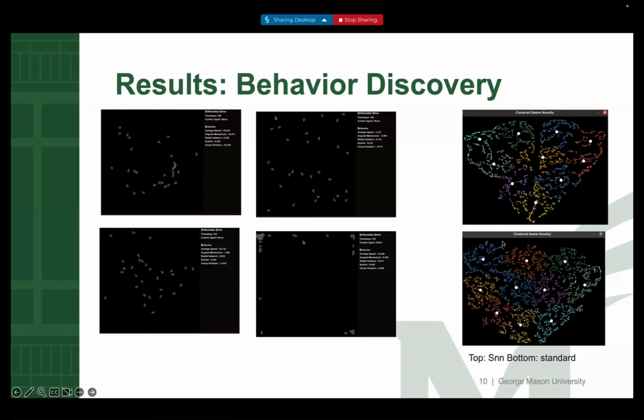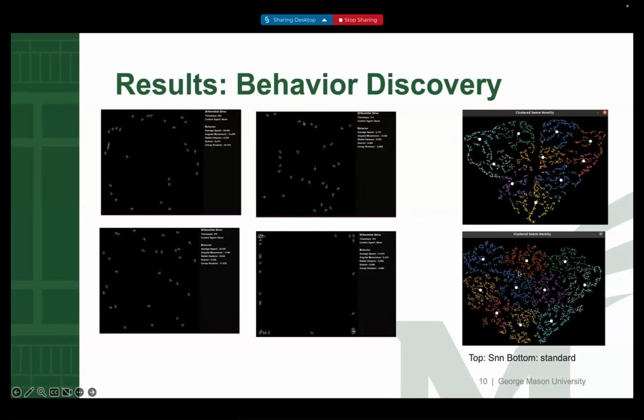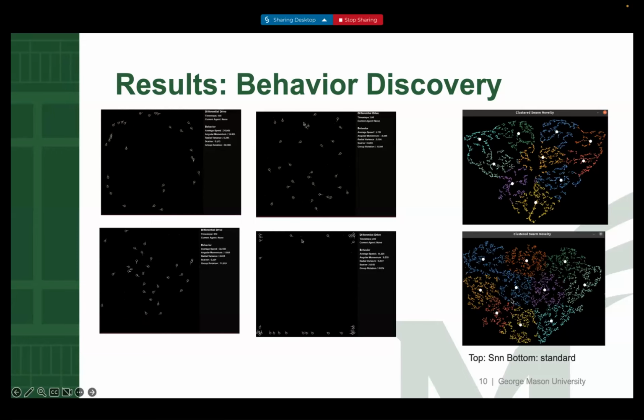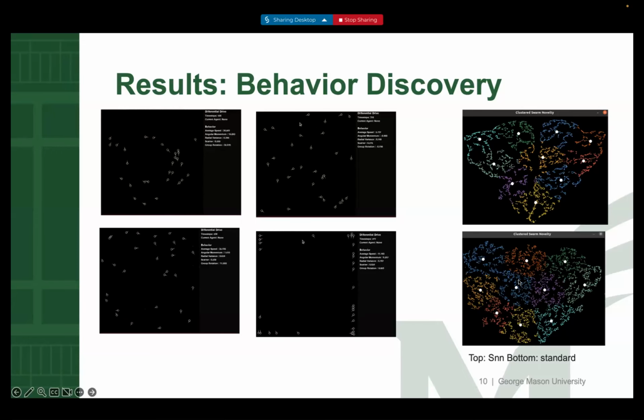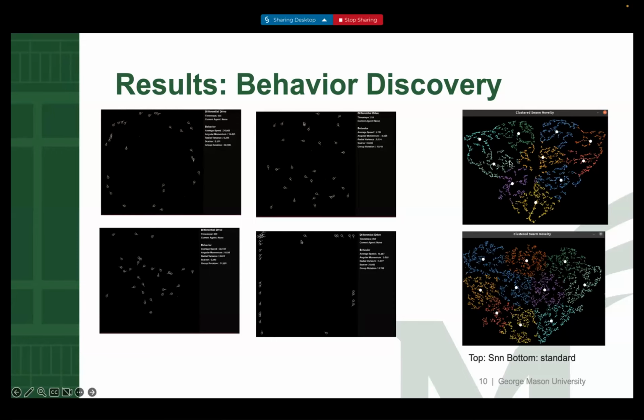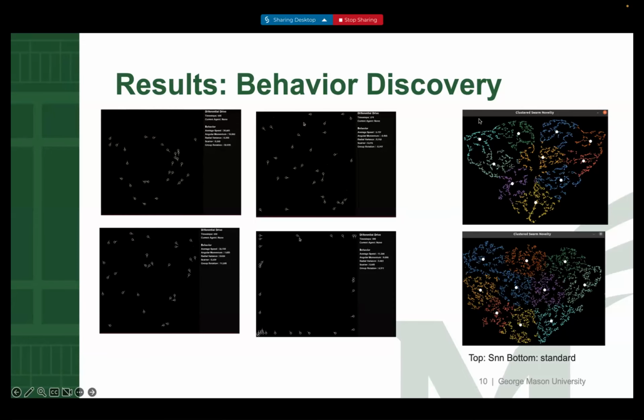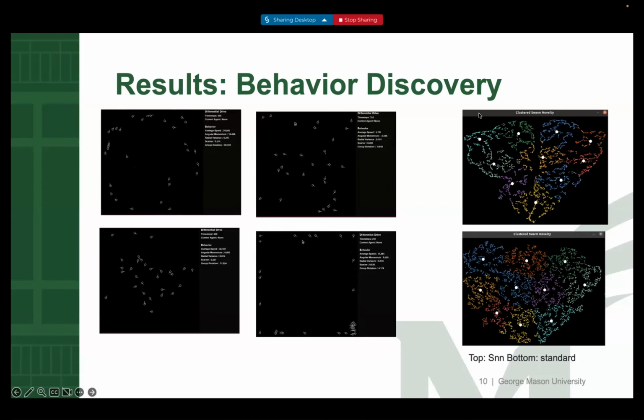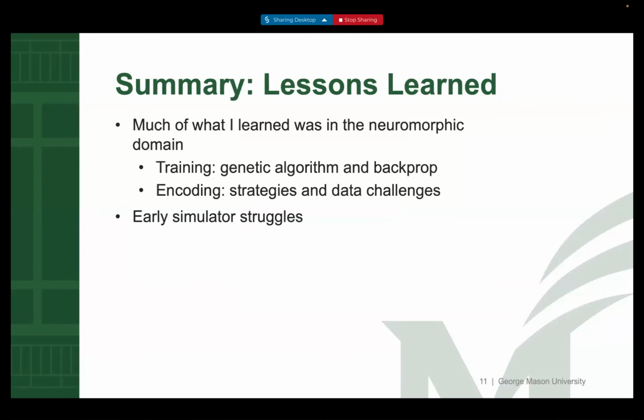I also think that the K-Medoids clustering algorithm had 10 nodes picked, which was tuned to the standard strategy. So I think I could tune that parameter, maybe get better clusters for that visualization. So a lot of what I learned was in the neuromorphic domain, some early simulator struggles.